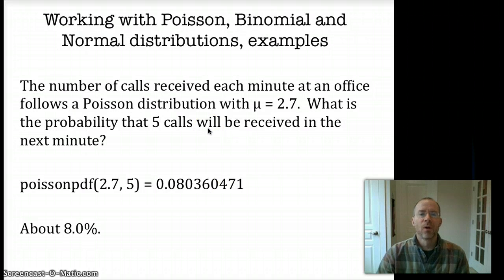So let's talk about working with Poisson, binomial and normal distributions. The hard part, honestly, is figuring out which model to use in which situation. And I won't talk about that here, but you might look at the document I posted on Moodle called Choosing a Probability Distribution, or Choosing a Probability Model. That'll give you more examples of how to go about that.